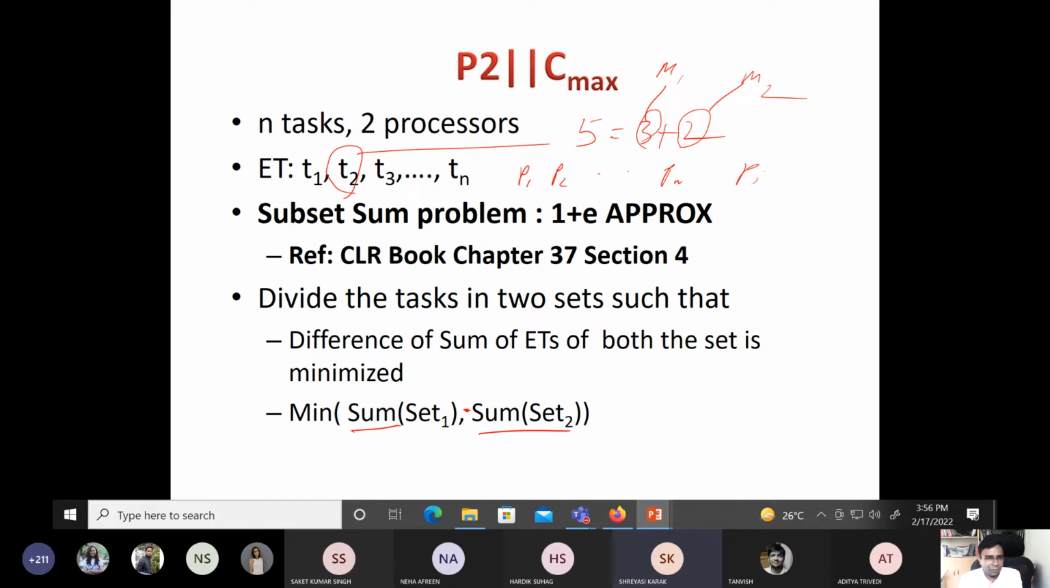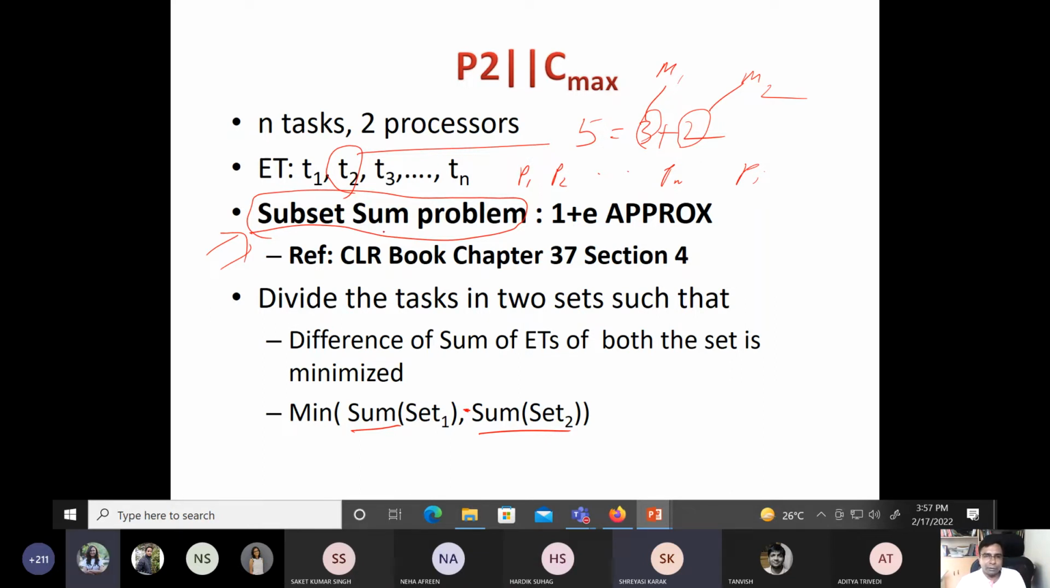Yes, sir. Okay. This problem can be solved if you map it to the subset sum problem. Even if this looks like a very small problem, it is actually really difficult. We don't have exact solutions. We have what I can call pseudo polynomial solutions for the subset sum problem.